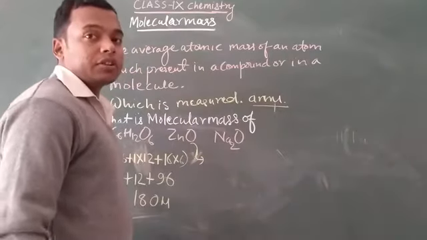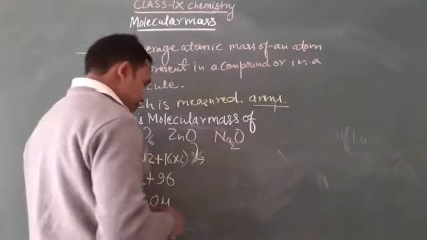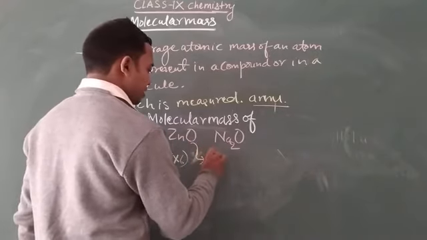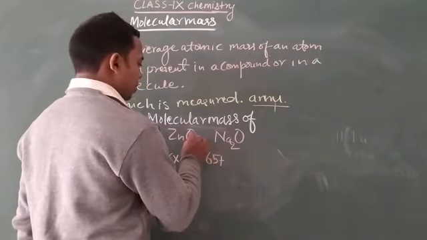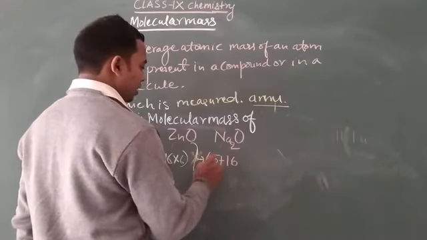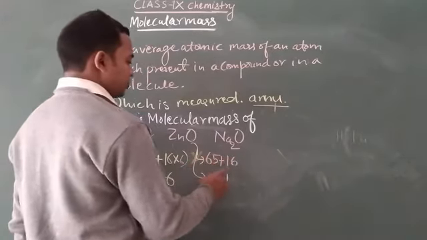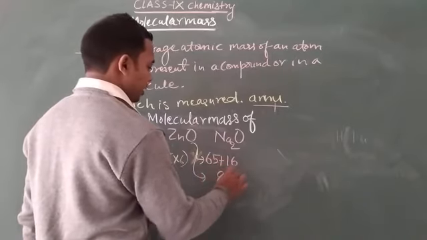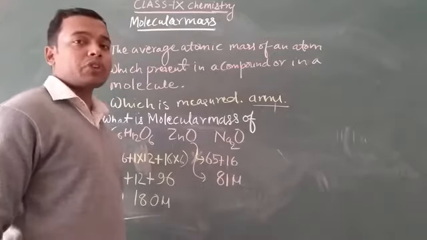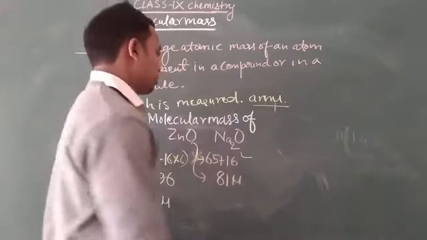of zinc oxide. Now zinc oxide: the atomic mass of zinc is 65 plus the atomic mass of oxygen is 16, and after addition, 6 plus 5 is 11, 1 carry, 6 plus 1 is 7 and 1, 81 unified mass. This example has been asked in your textbook question and also given in the side book, and this is also the molecular mass of sodium oxide.